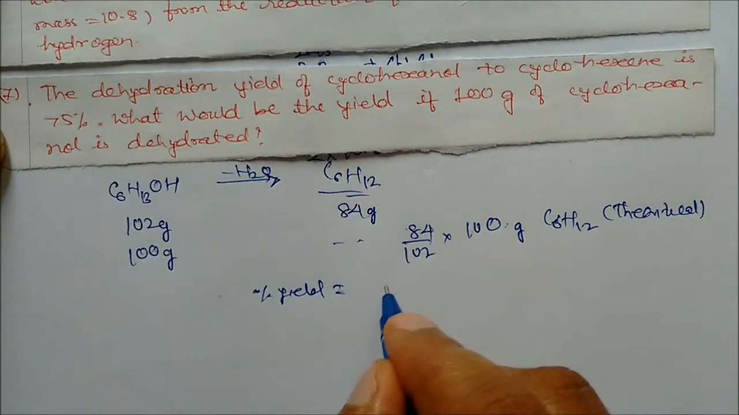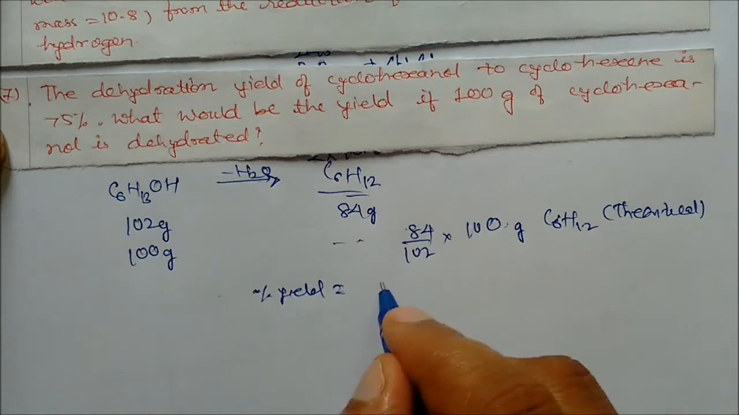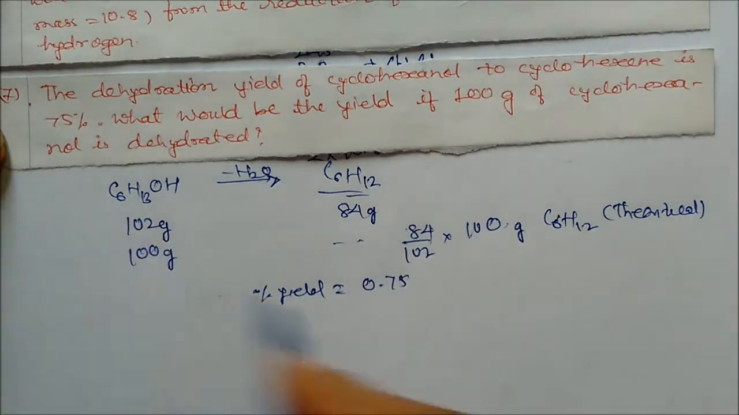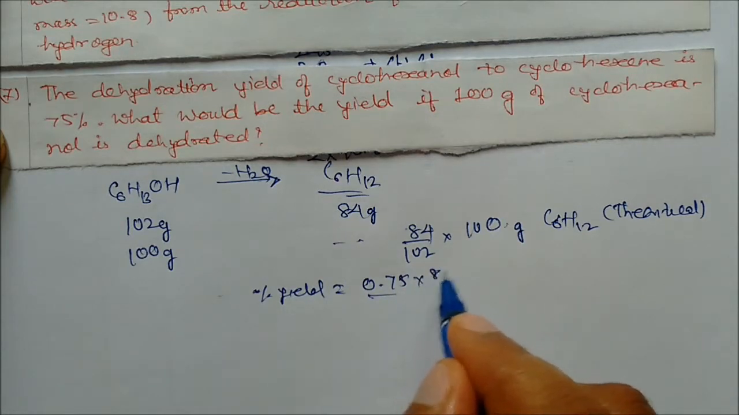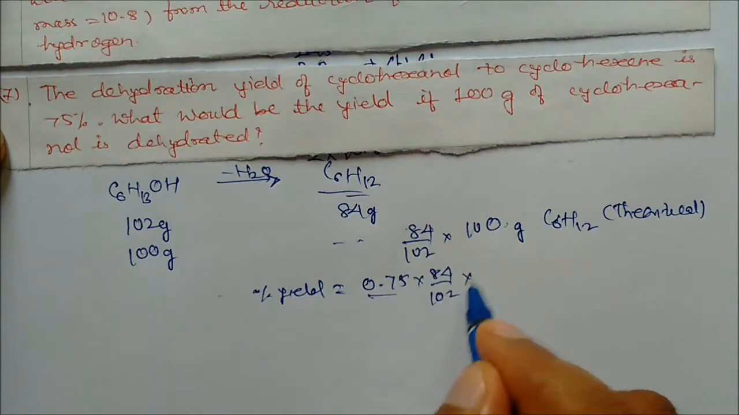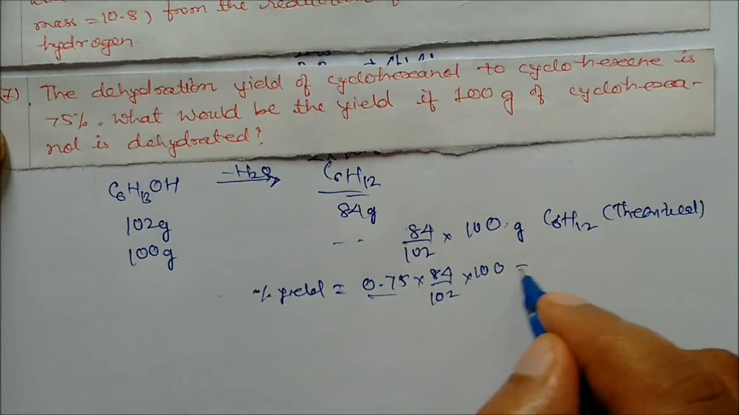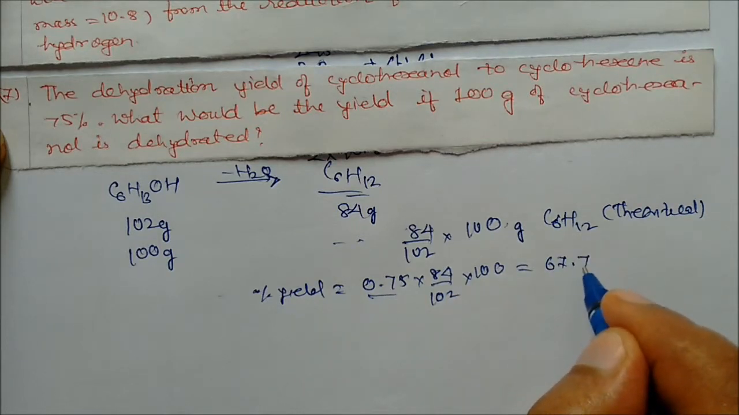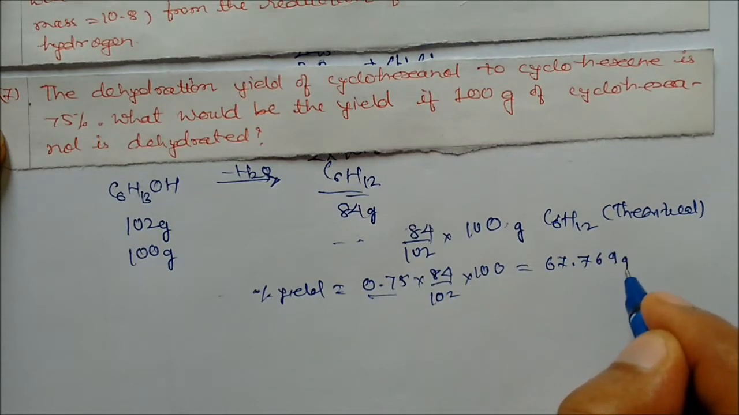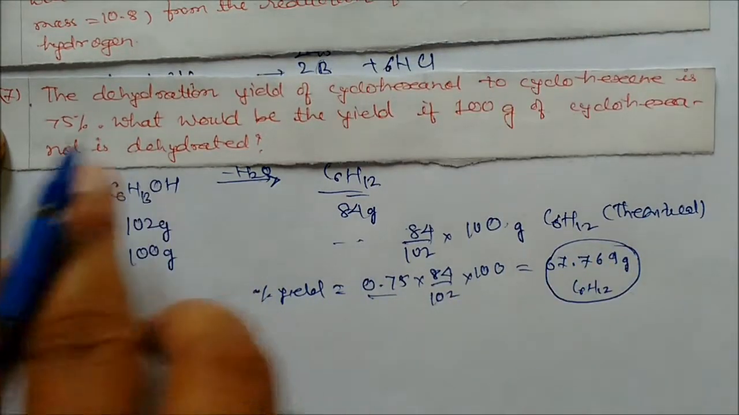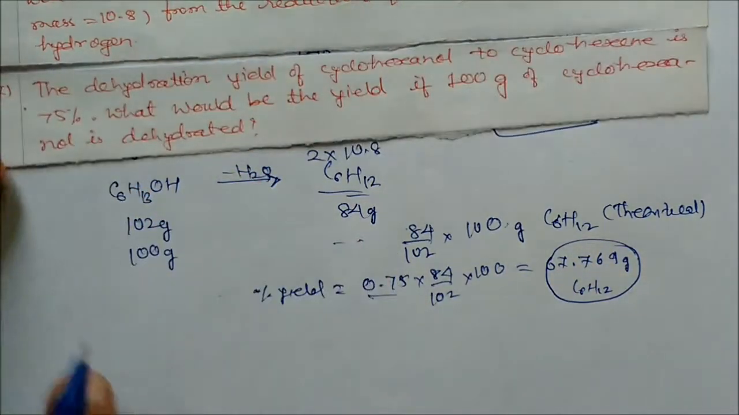Experimental will be how much? On solving, we get 0.75 because 75% is given, multiplied by this theoretical mass, and that will be your yield. So on solving we will get 67.769 gram of C6H12. This is the 75% yield.